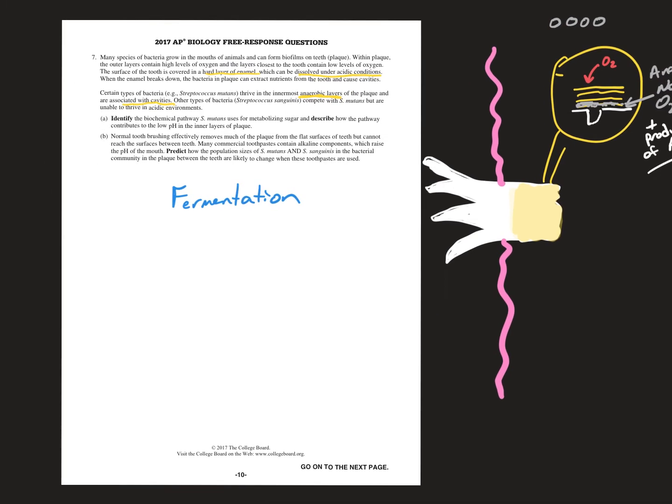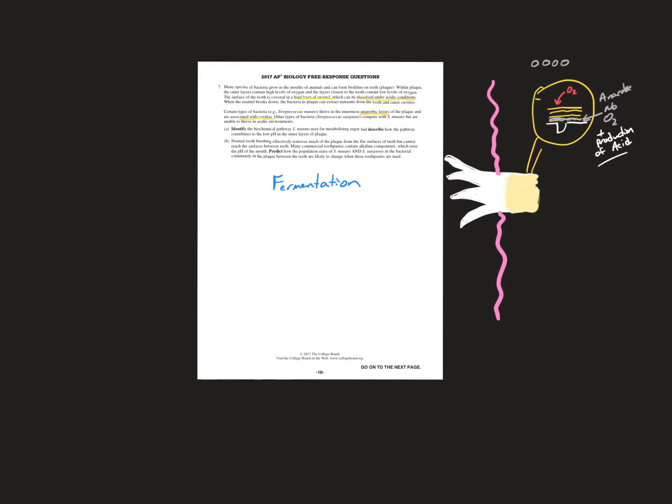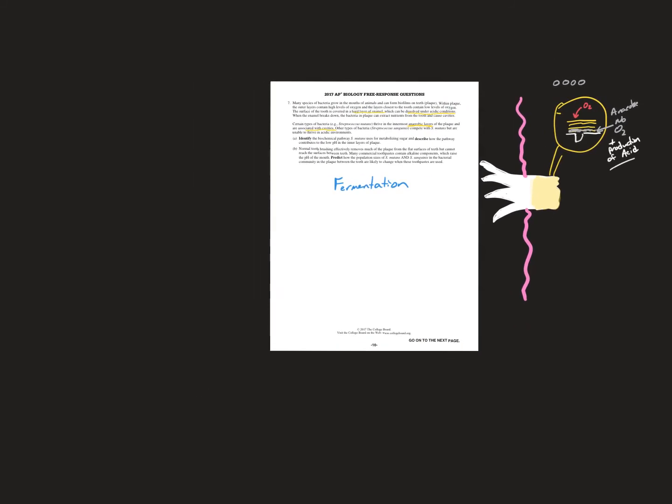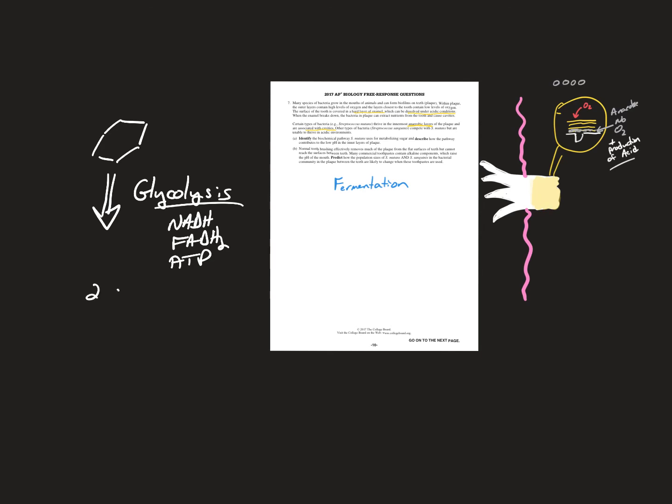So let me review for you. When you're dealing with fermentation, sugar comes in. All sugar goes through glycolysis. It produces NADH, FADH2, your electron carriers, and ATP. And of course, the final product of glycolysis is 2 pyruvates.